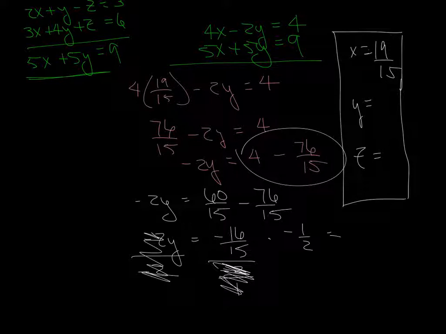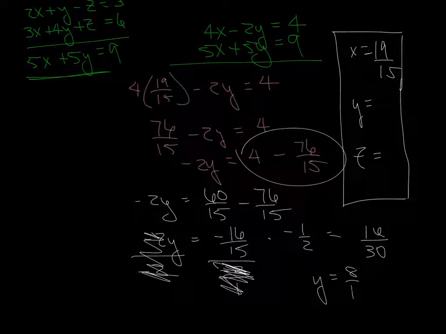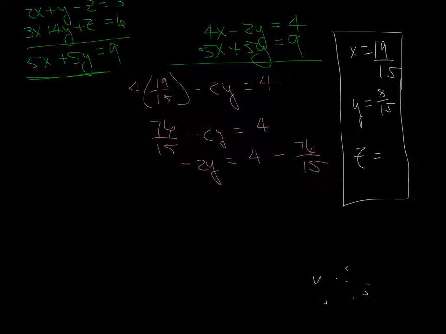So then we have 16 over 30, giving me a y value of 8 over 15. That was not fun, but again, you're going to deal with fractions. Alright, so let's see what we can get rid of here. So again, we have more room to do the work that we're trying to do here.